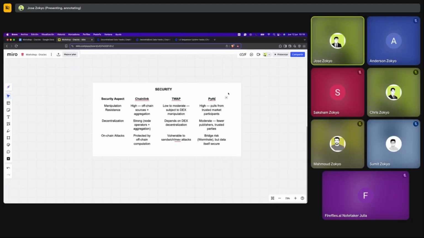And regarding this decentralization point, Chainlink is really strong on this because, as I just mentioned, it works like any other decentralized network. It would also depend on how many nodes are operating, but in the case of Chainlink, there are a lot of nodes, so the decentralization is really good and really strong.